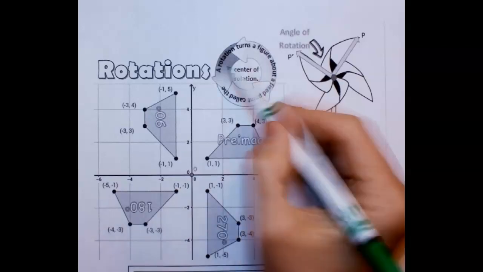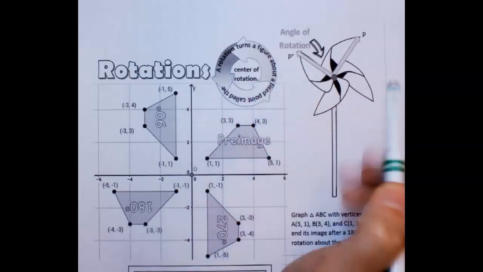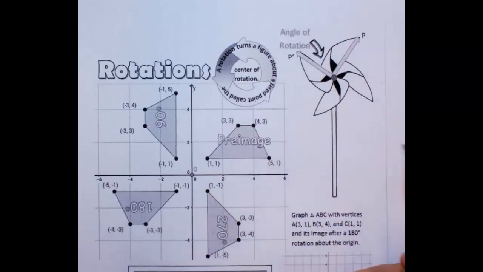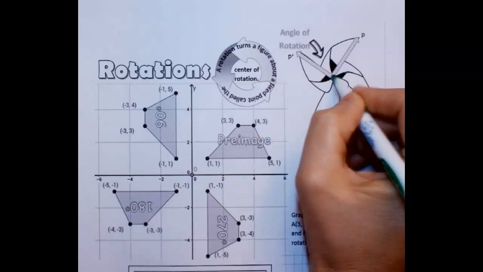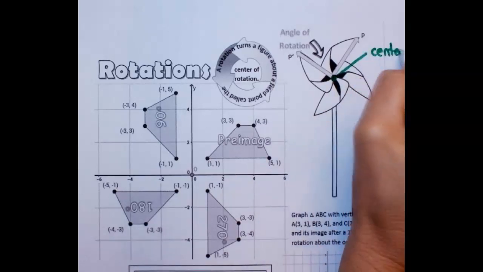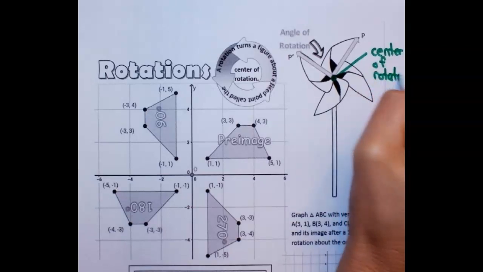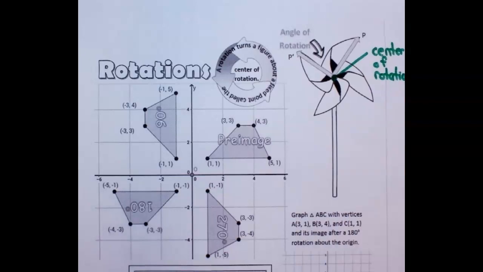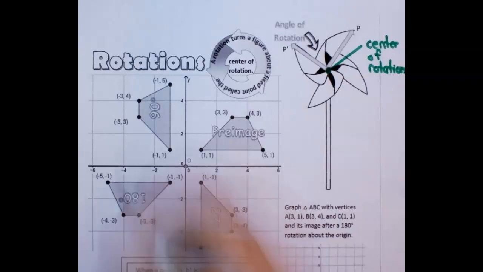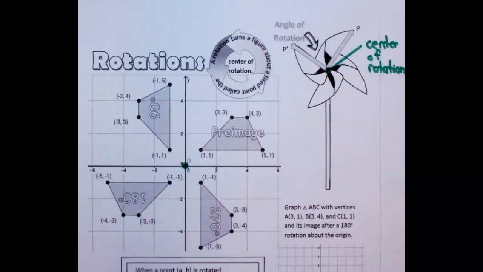And if you notice in here, it says a rotation turns a figure about a fixed point, and that point is called the center of rotation. So let's take, for example, even this windmill or pinwheel over here. This guy right here would be called the center of rotation. So we are basically taking a figure and we're rotating it about a specific point. So even on the coordinate plane, if you look at this example right here, this is called your center of rotation.